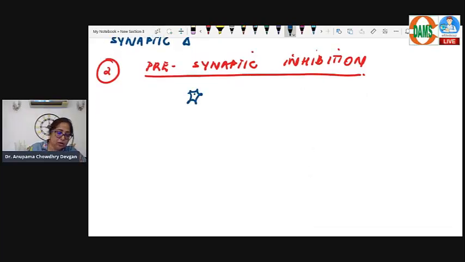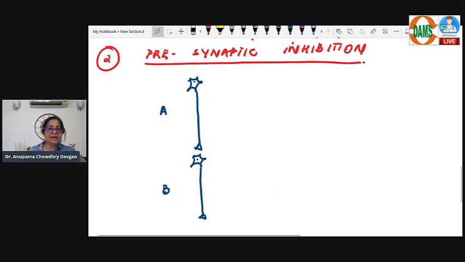Here you have a neuron A, which forms a synapse with neuron B. Neuron A is presynaptic, neuron B is postsynaptic. So normally, neuron A, which is a presynaptic neuron, excites neuron B. It releases an excitatory neurotransmitter and excites neuron B. A is presynaptic, B is postsynaptic. So A excites B. But there is an inhibitory neuron.